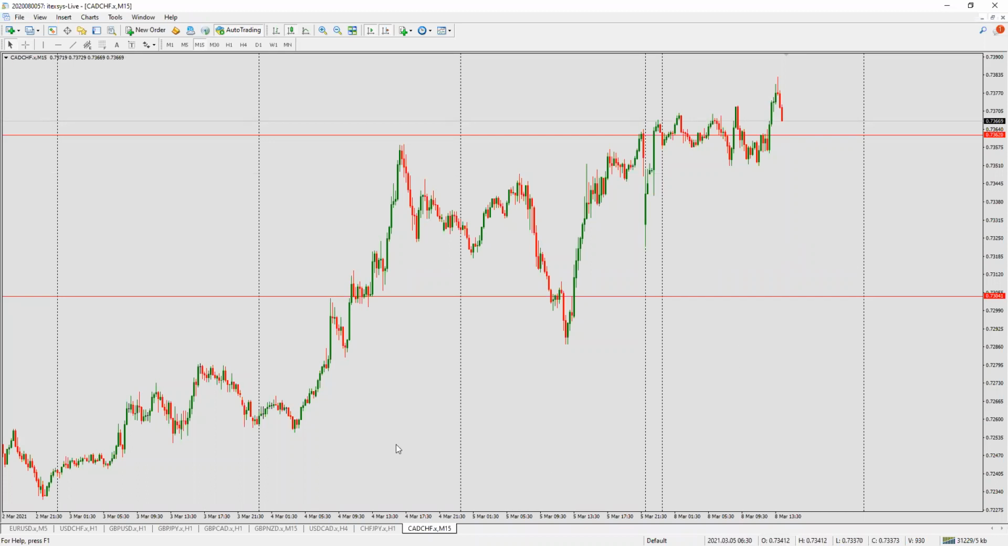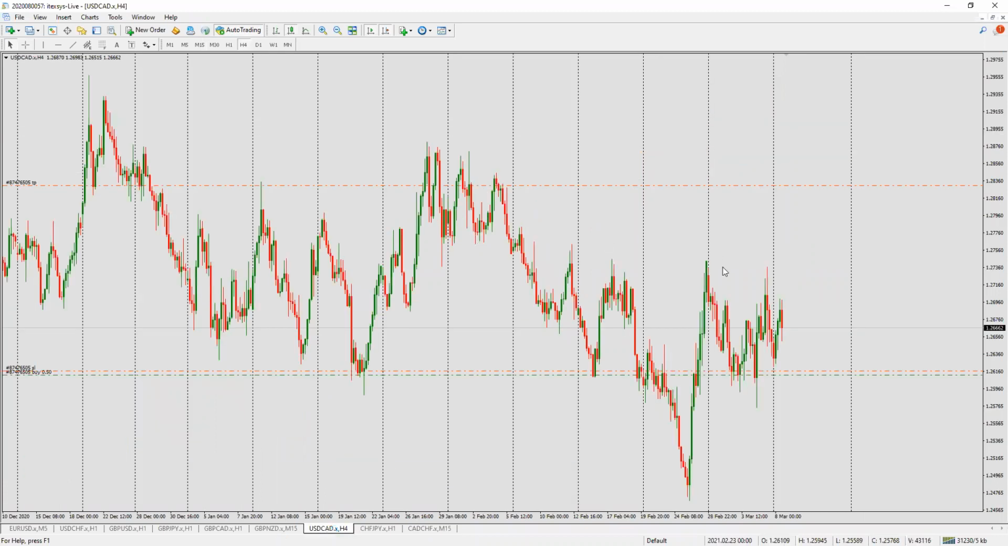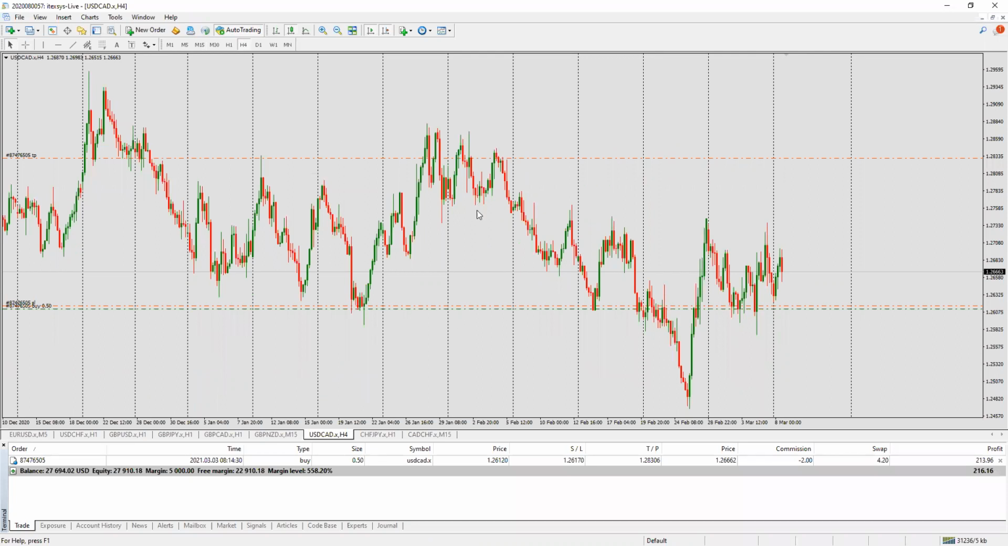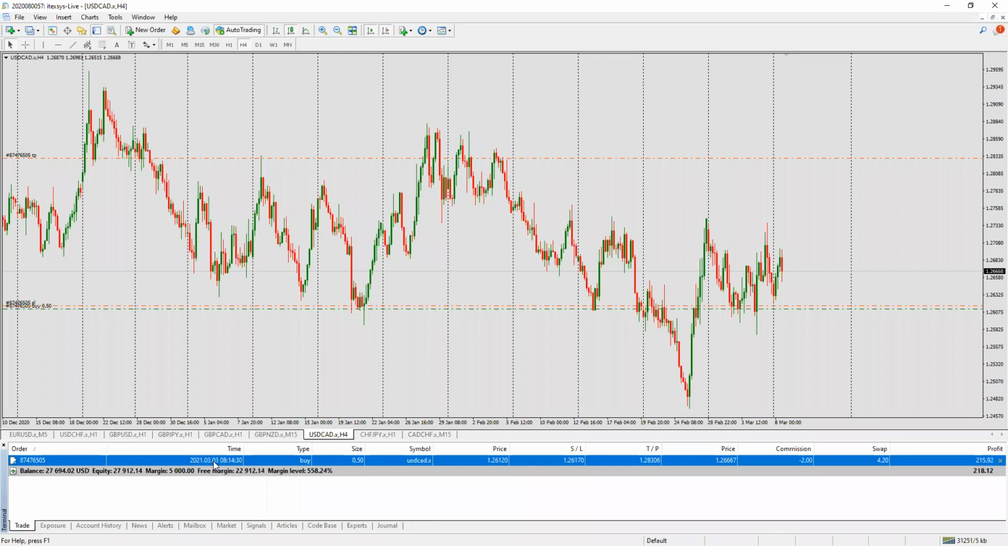So, by the way, I do have this open position. I think we still have it. Yes, it's a buy position on the US dollar against the Canadian. Okay, and that's the situation now. It's a position that I'm holding from here. You can see the date. Okay, just 5 days ago.